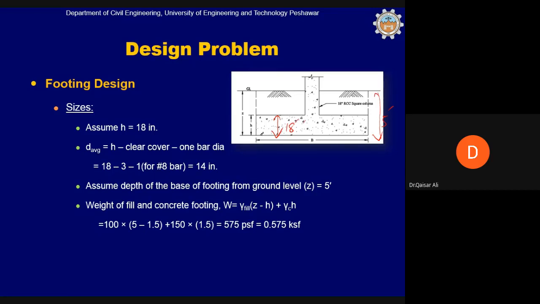Clear cover is 3 inch, 1 inch is the diameter of the bar. There must be 2 rows of reinforcement, 2 layers of reinforcement. So from the contact point between the 2, we'll calculate d. Which means that 3 inch plus 1 diameter of the bar will be deducted from the total depth of the footing. This will come out to be 14 inch. Then next step, weight of the fill and concrete. You can do this very easily, which comes out to 0.575.